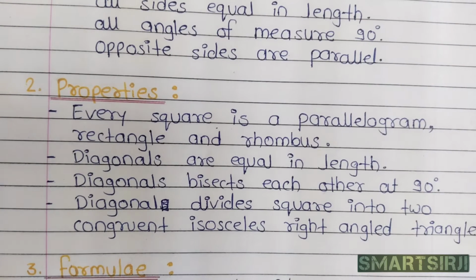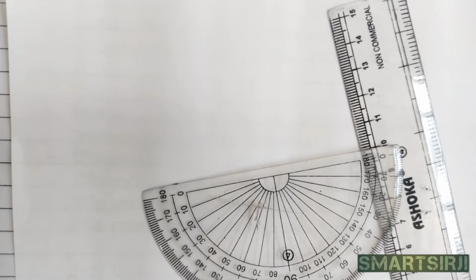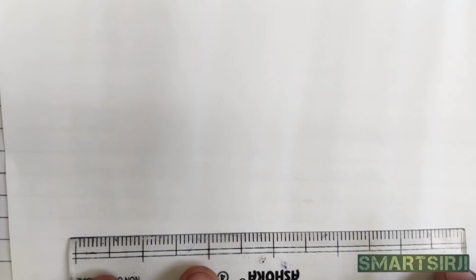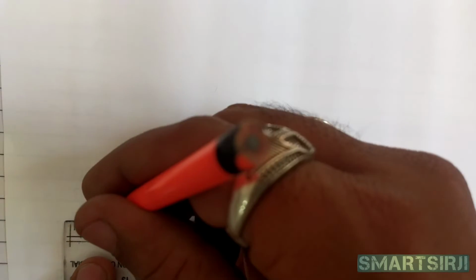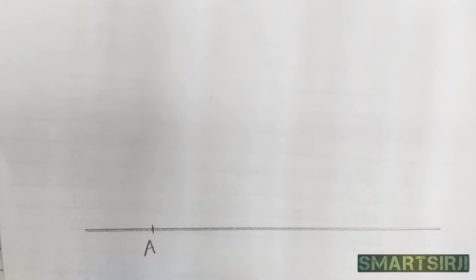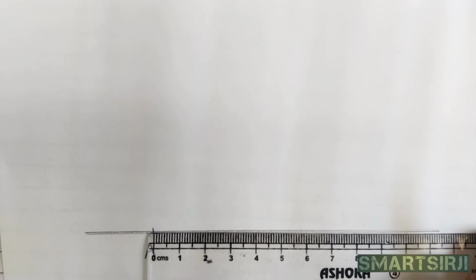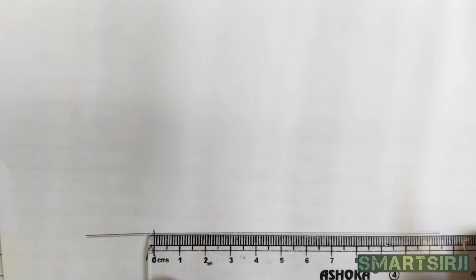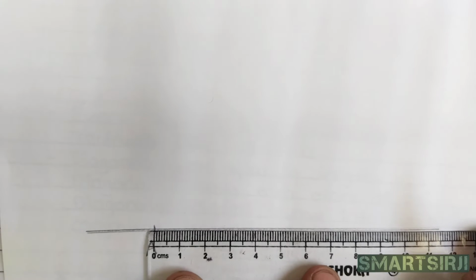So first we will see how to draw a square. We have to take a ruler and a protractor. So with the help of the ruler I will draw any line. So I have drawn a line. On that line I take any point and name it A. Okay, point A.